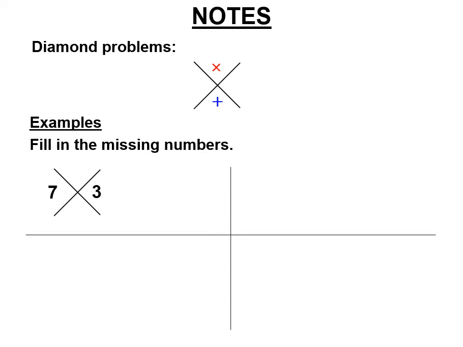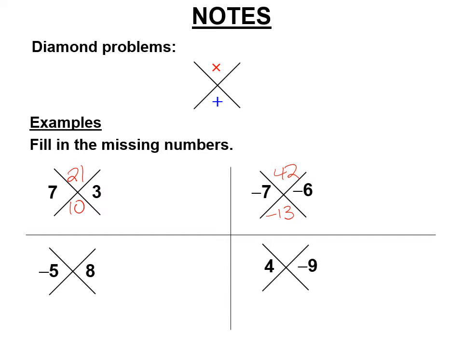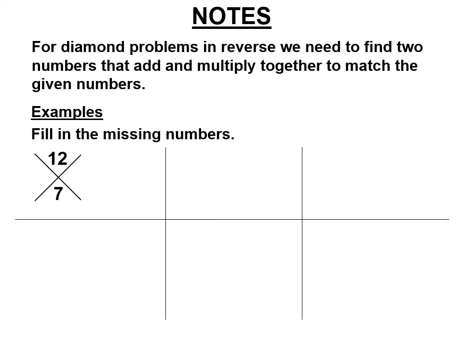Okay, so forward, right, we do 21 and 10. 42 and negative 13. Negative 40 and 3. Negative 36 and negative 5. Right, so that's forwards. Now we're going to go backwards. All right, so two numbers that multiply to make 12 add up to 7. That's the one I just showed you. 3 and 4. 4 and 3 is the same answer.